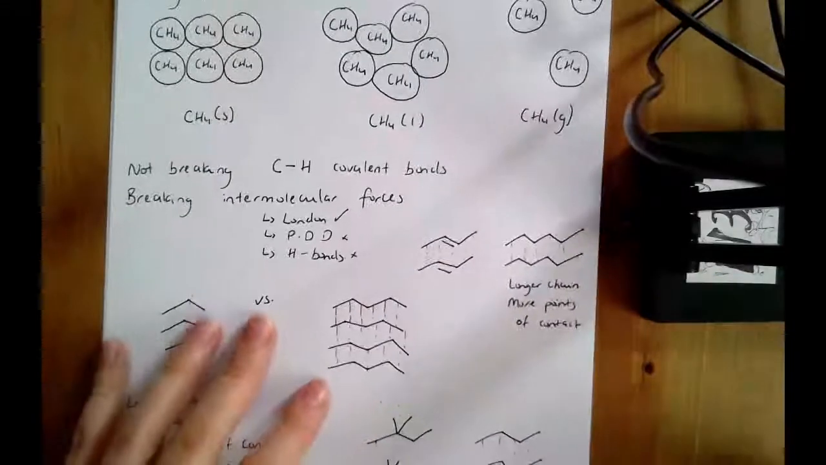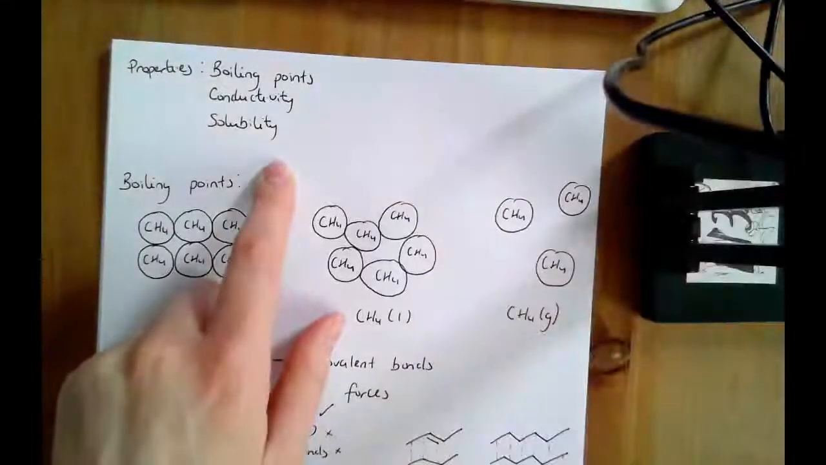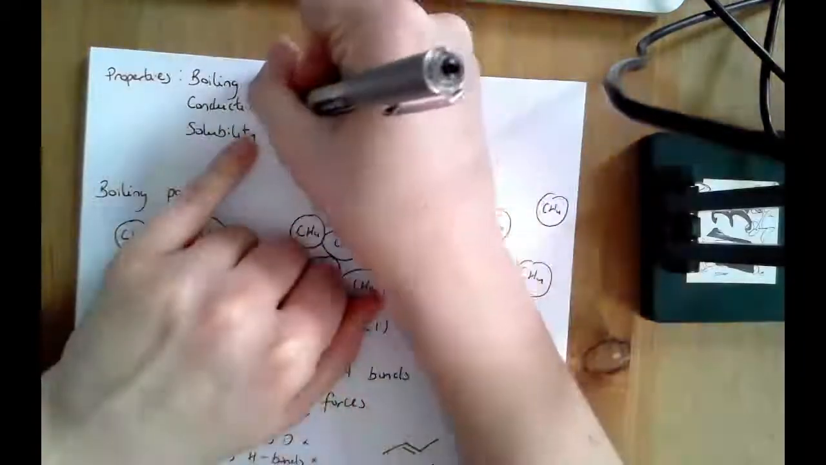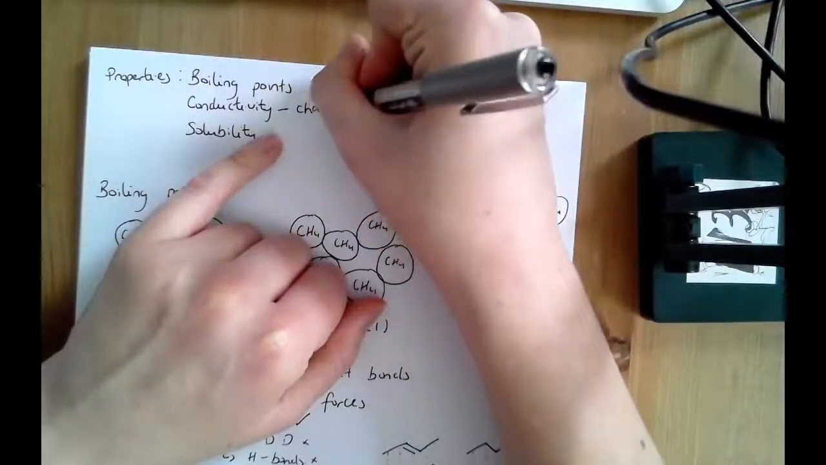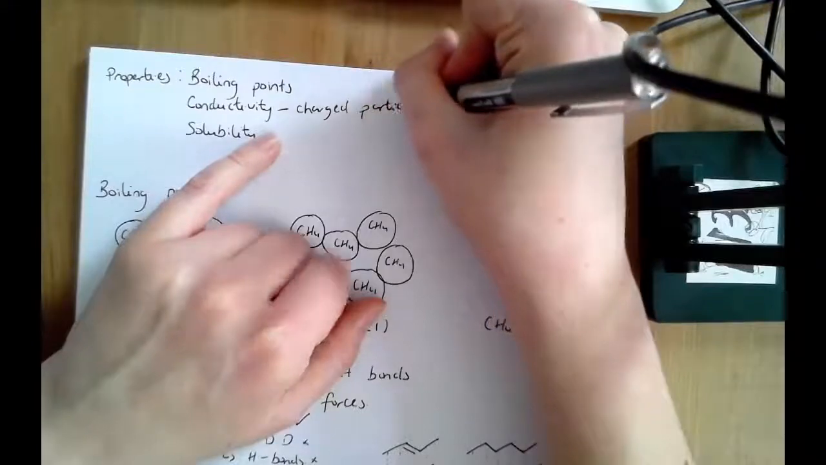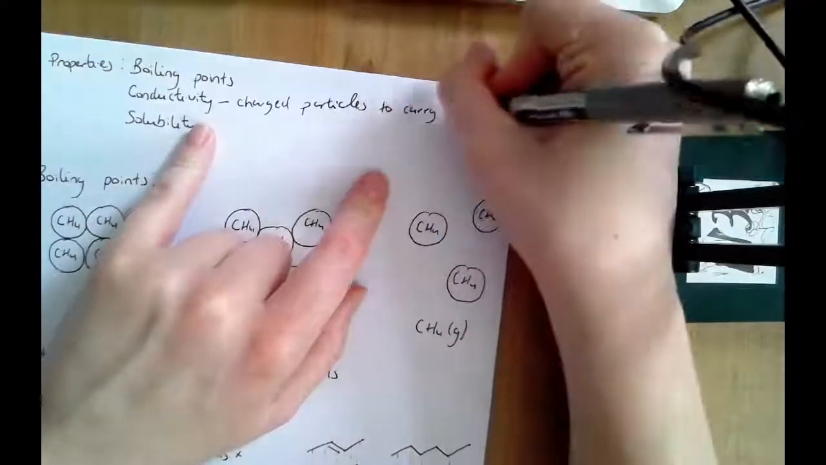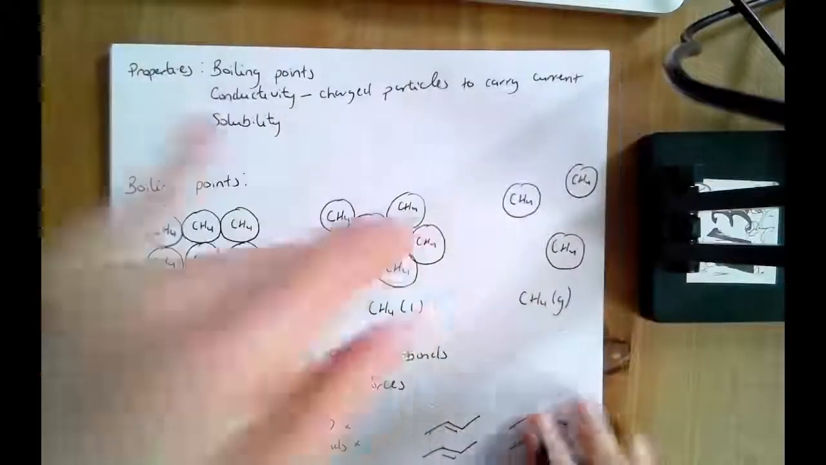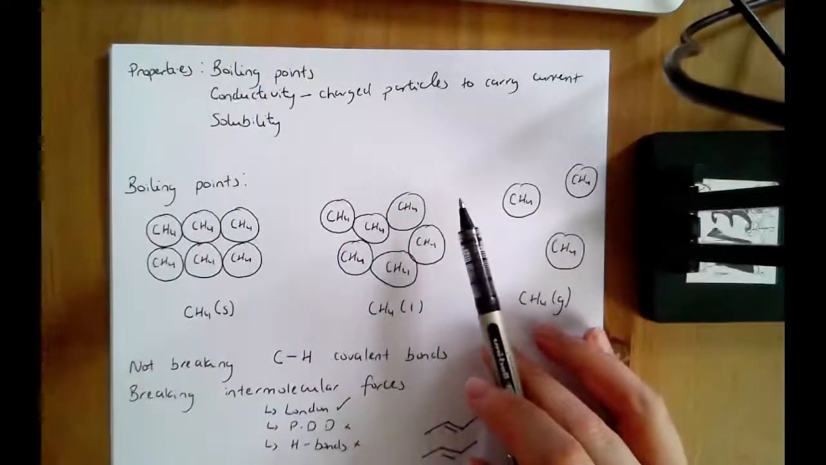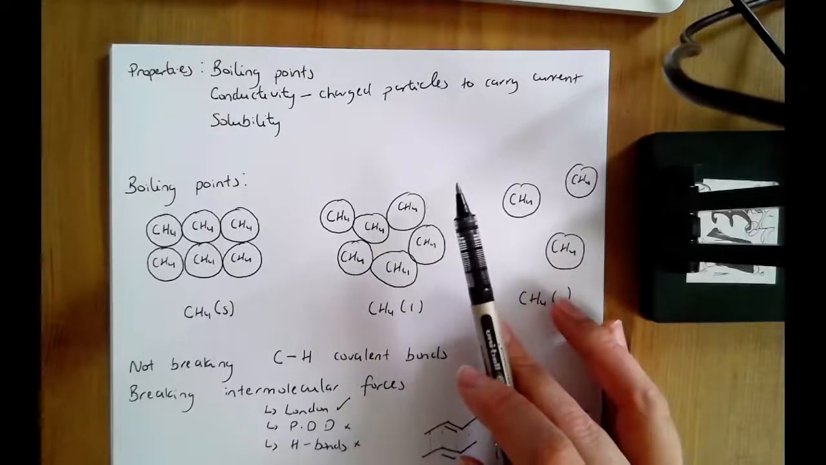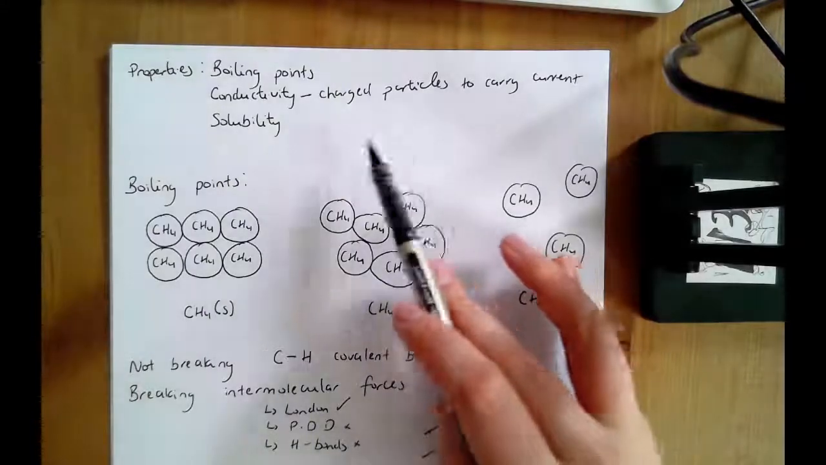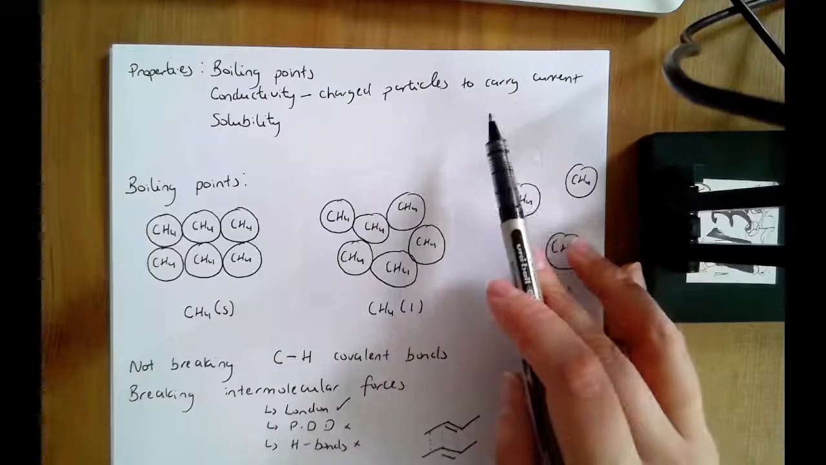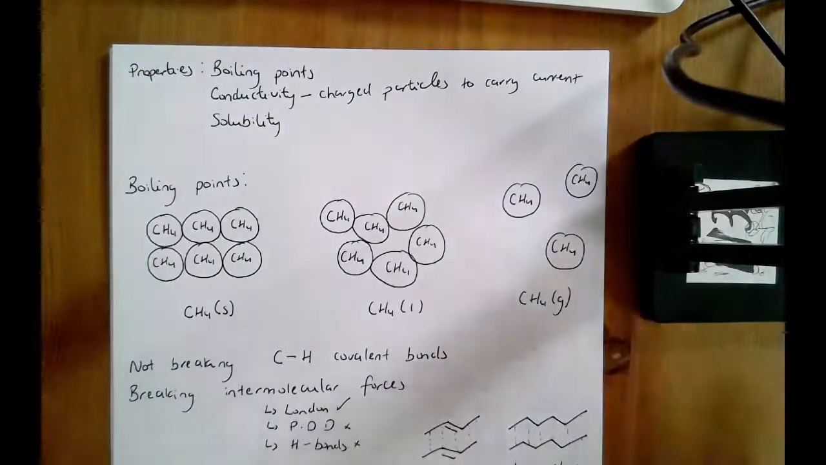I want you, oh no wait, sorry, I'm going to talk about conductivity first. In terms of conductivity, for something to conduct electricity, it needs to have charged particles that can carry current. So you need charged particles to carry current. When I'm talking about charged particles, I'm talking about ions that can move freely, or I'm talking about delocalized electrons. Alkanes and alkenes have neither. Okay, they're covalent molecules, so they do not have ions. They also do not have delocalized electrons. So your alkanes and alkenes do not have charged particles to carry current, therefore they do not conduct electricity, and it's as simple as that.